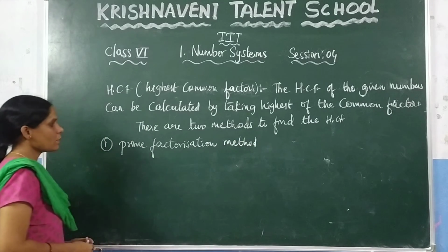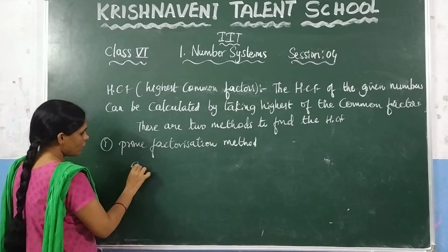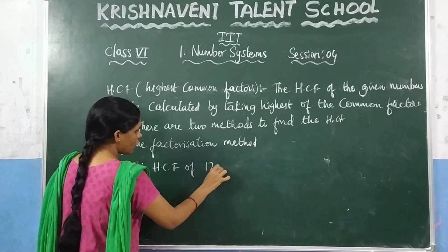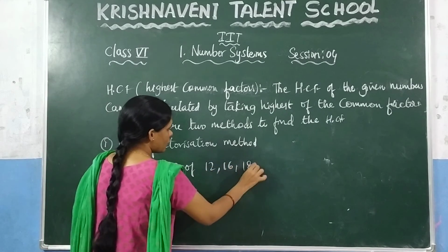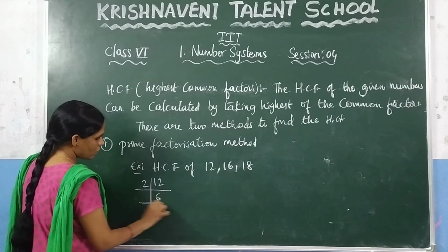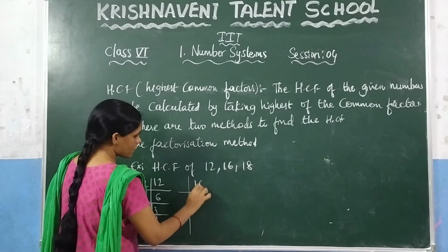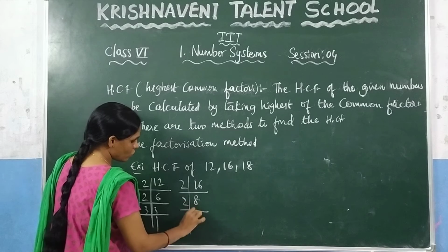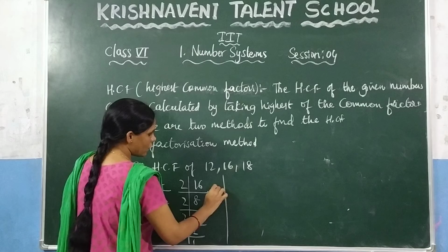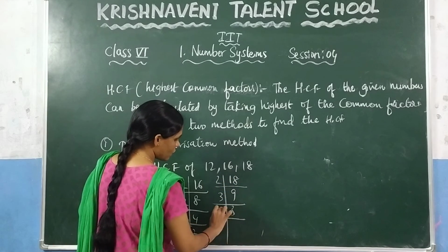Let us take one example here. How do you solve in the case of the prime factorization method? For example, if you want to find the HCF of 12, 16 and 18, you just need to take each term. 2 sixes are 12, 2 threes are 6, 3 ones are 3. Similarly for 16, 2 eights are 16, 2 fours are 8, 2 twos are 4, 2 ones are 2. And after that you can write 18 as 2 nines are 18, 3 threes are 9, 3 ones are 3.